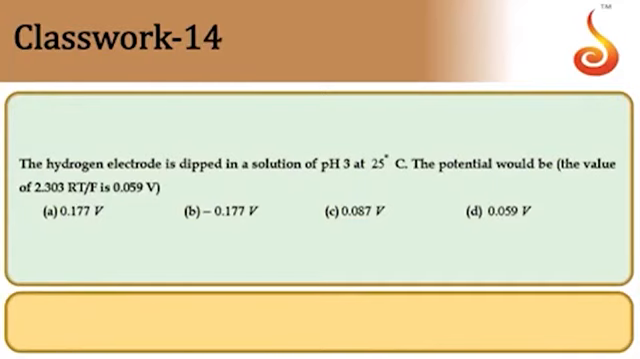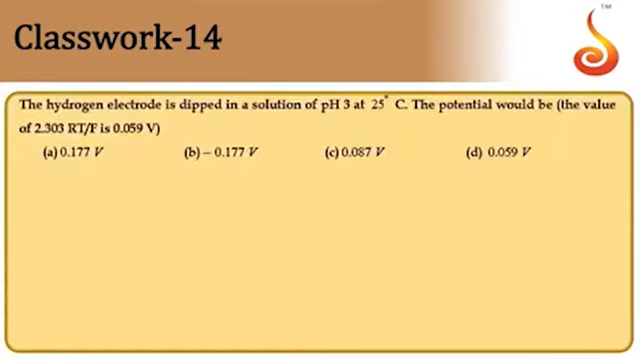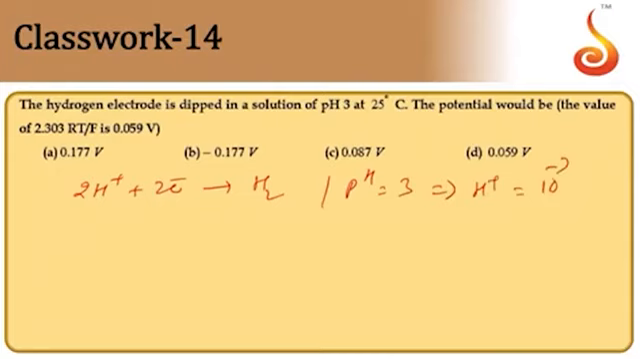14th one. Hydrogen electrode is dipped in a solution of pH 3. The potential would be, so they have given pH value asking us potential. From pH we can find out the concentration of H plus. Now 2 H plus plus 2 electrons, we are writing electrode reaction of hydrogen. So now here pH is given as 3. This implies H plus is 10 to the power of minus 3.